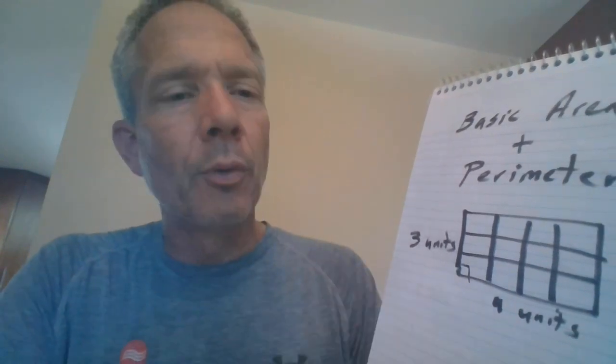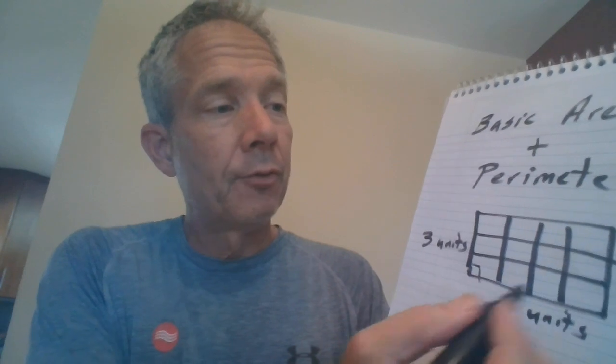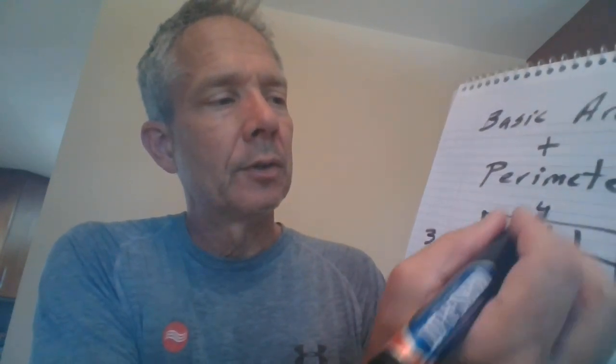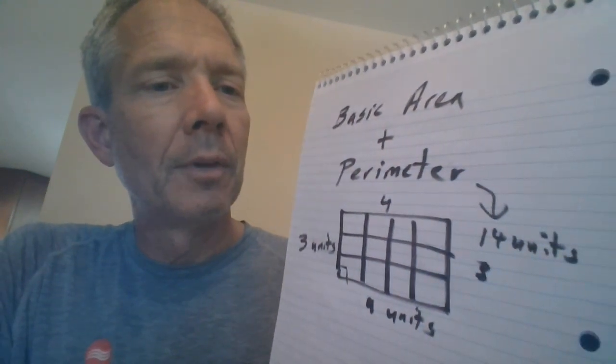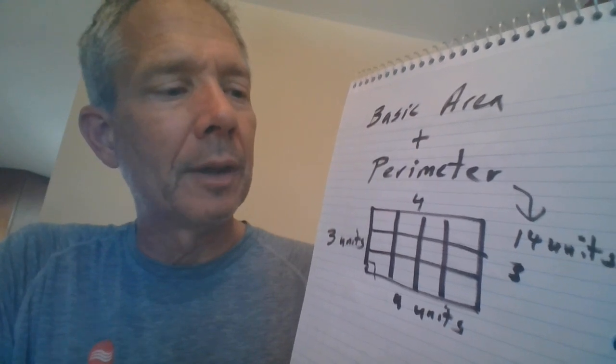It's 3 units by 4 units, which means the perimeter is 3 and 4 and 3 and 4, because those sides are parallel and equal. So the perimeter for this is simply 3 plus 3, which is 6, and 4 plus 4, which is 8. So that's 14 units. So perimeter is just the distance around. But that's all I'm going to say about perimeter. It's the distance around. If you know all the sides, you add all the sides up.